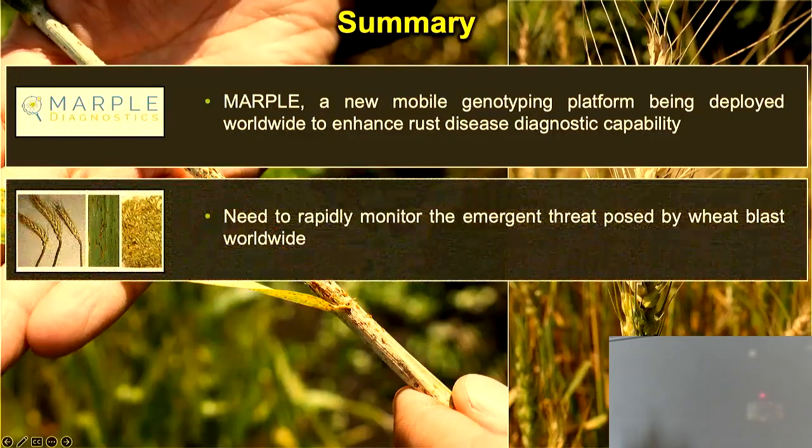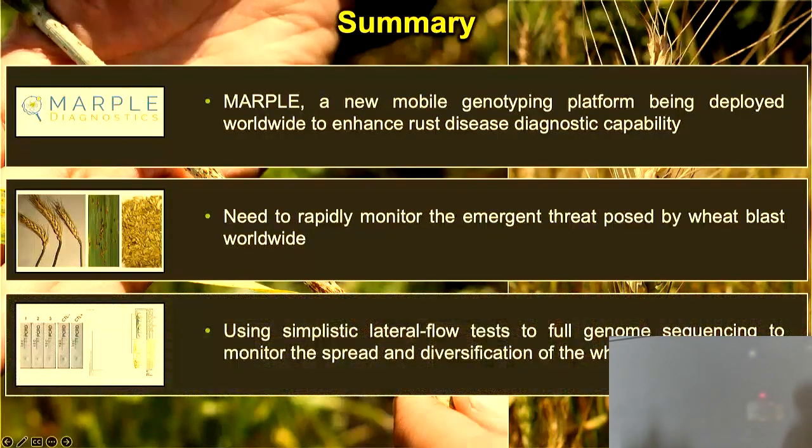Also, we've heard already how important it is that we have a system for rapidly monitoring the emergent threat posed by the wheat blast pathogen worldwide, and how through DEWAS we're doing this through the development of these simple lateral flow tests to give the yes-no answers, right through to doing full genome sequencing and get that kind of much more detailed insight too, for monitoring spread and also diversification of our wheat blast pathogen.